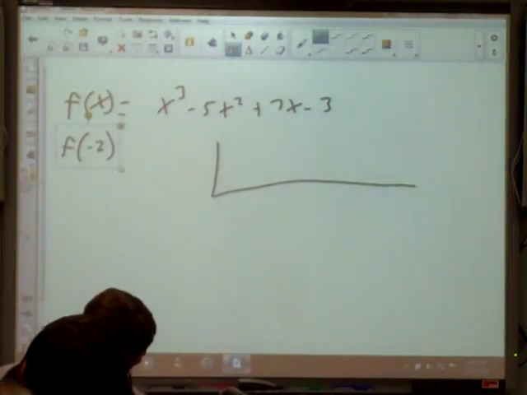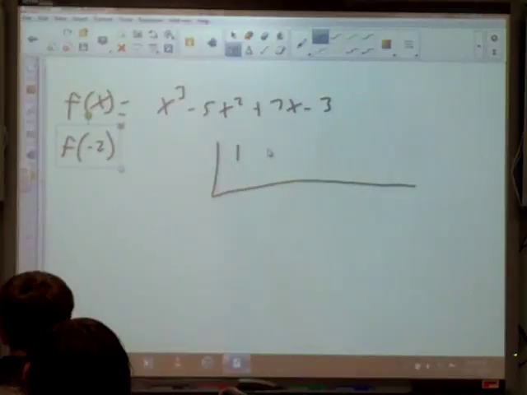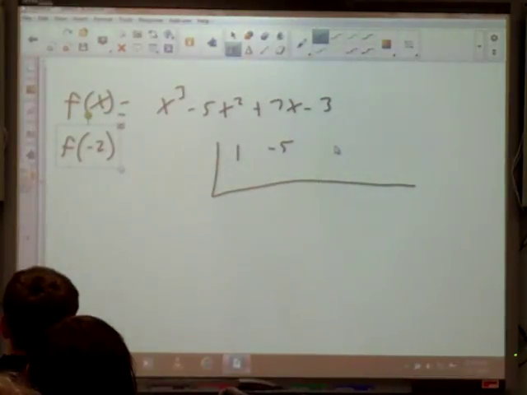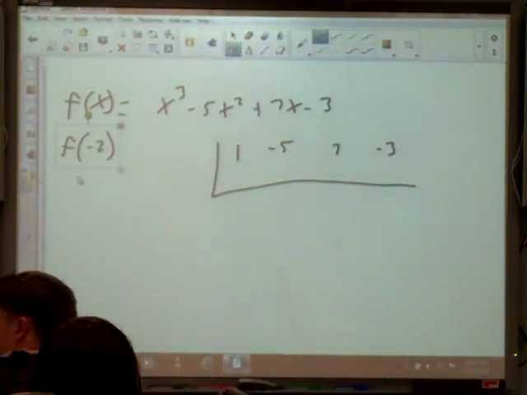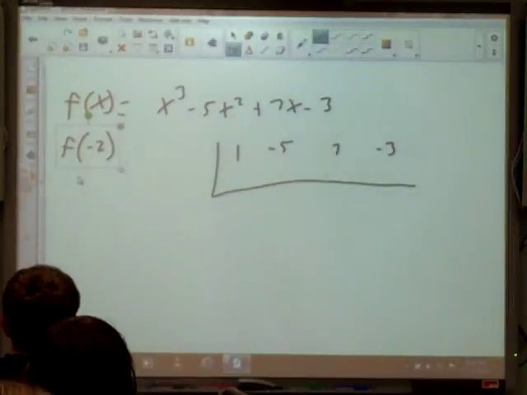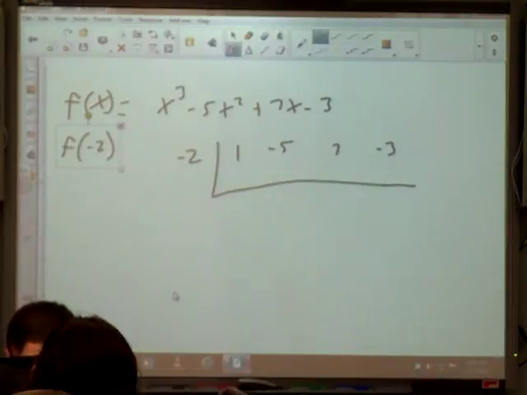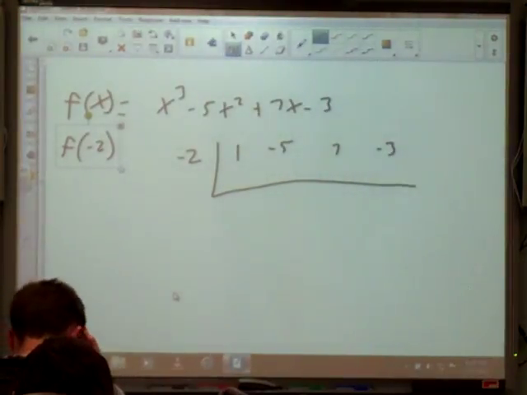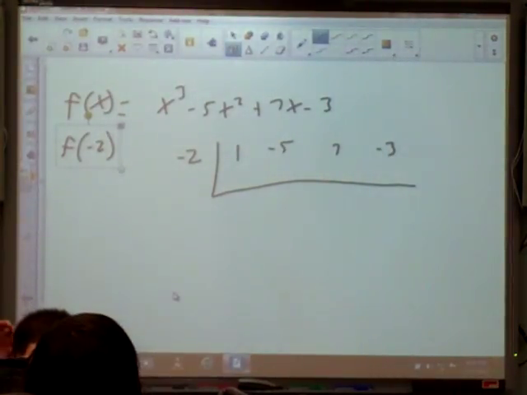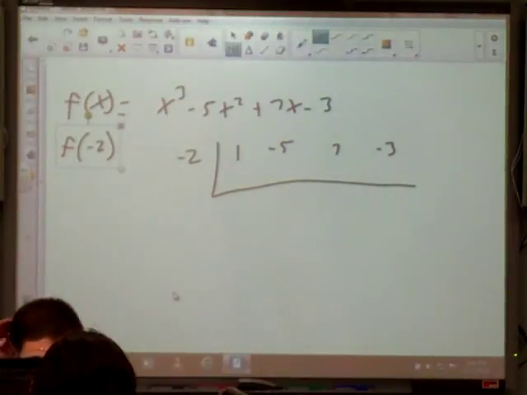Okay, I'm going to plug in a 1x cubed, a negative 5x squared, a 7x, and a negative 3. Now this time, that f of negative 2, it's not a factor. It doesn't say x minus 2 or x plus 2 or anything. So I don't have to set it equal to 0. This is when that's a little bit different. They want f of negative 2, so I just put a negative 2 there. A lot of people mess up and put the opposite sign on that one. You only put the opposite sign when it's a factor, like x plus something or x minus something.